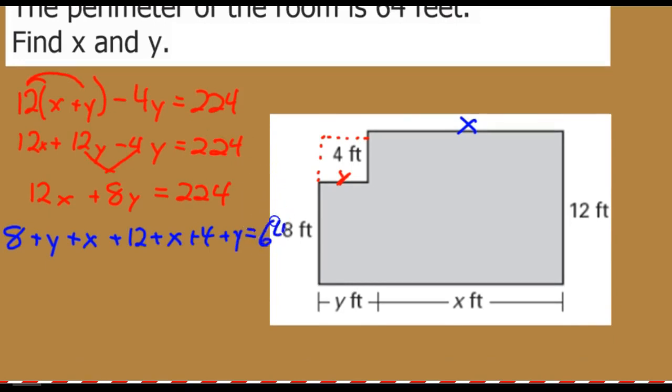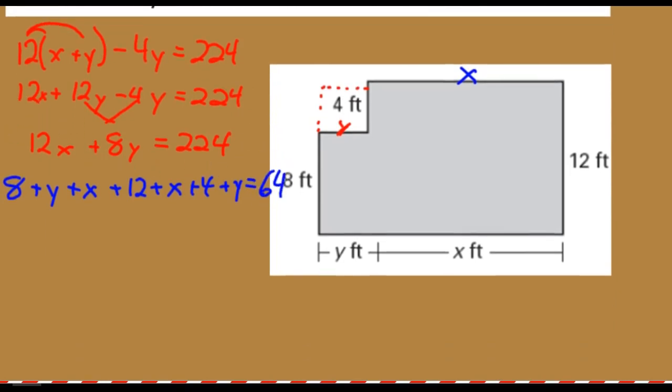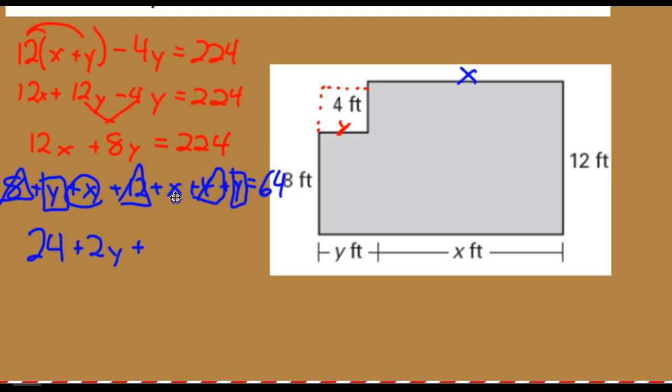Now I know that's a lot, but we got to combine these now. So if we first combine our numbers, we have 8 plus 12 plus 4. 8 plus 12 is 20, plus 4 is 24. So we know we have 24. Now we can combine our y's. We have 2 y's, so 24 plus 2y plus, we know we have 2 x's, so plus 2x. That's going to equal 64.